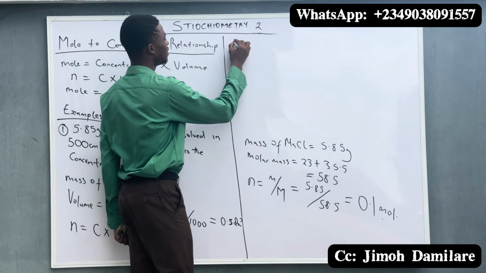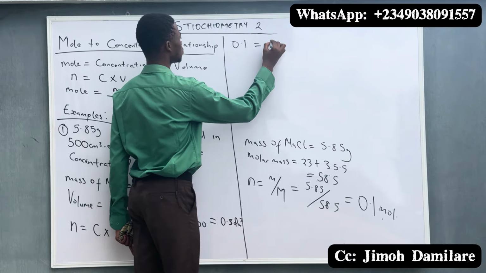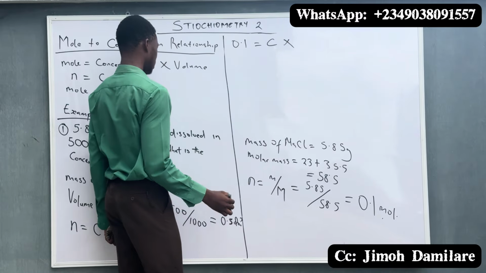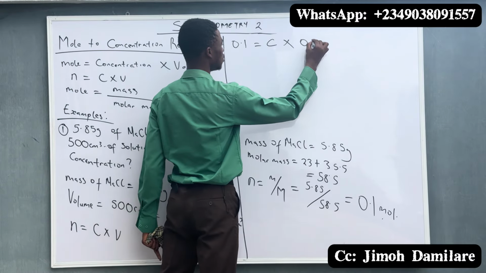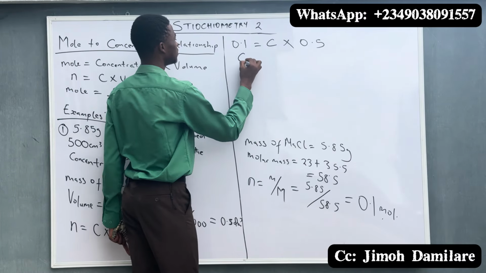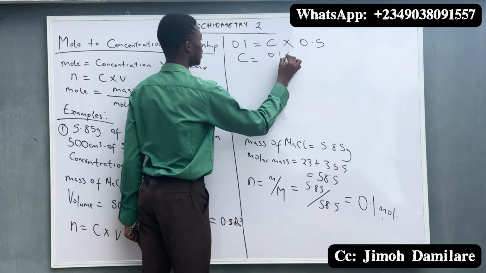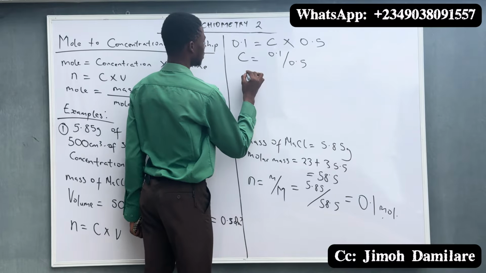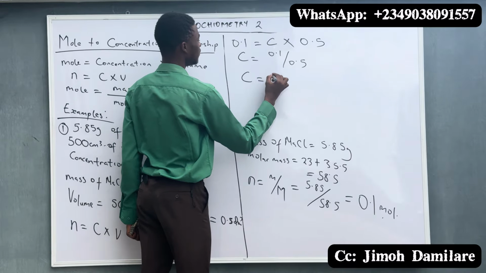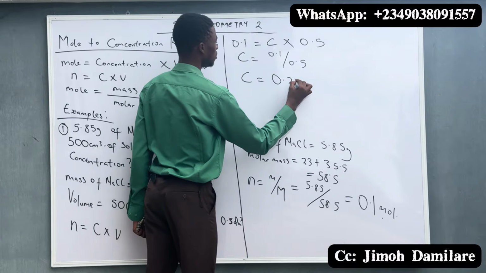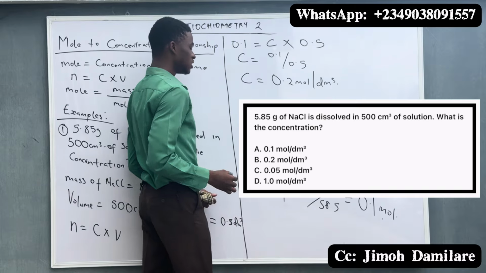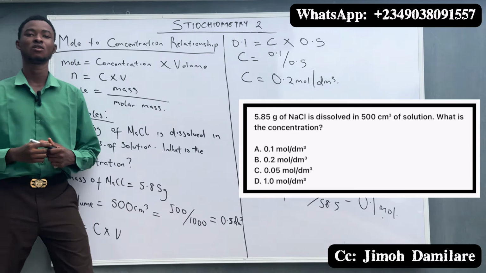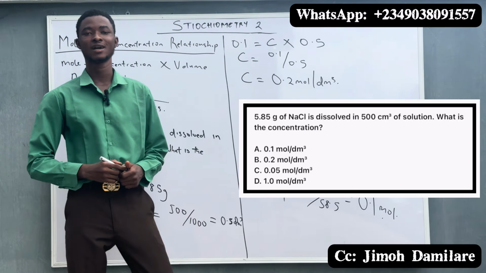N. So our N is 0.1, equal to our C multiplied by, what is our volume? Our volume is 0.5 dm cube. So our C will now be 0.1 divided by 0.5. When you divide this, you are going to get 0.2 mole per dm cube. So this is our final answer to a question of this type. So option B is correct.